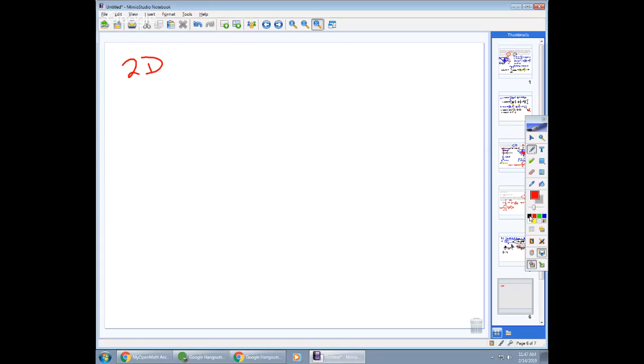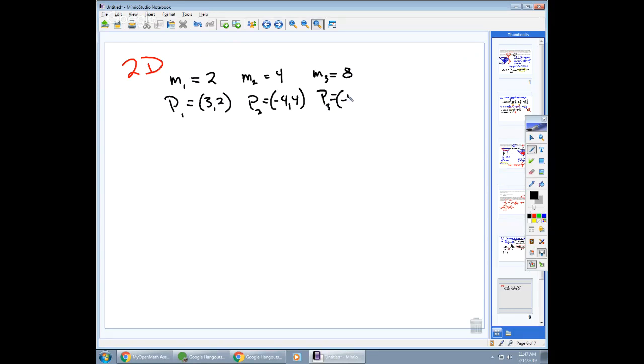2D moments. All right, so let's say I have mass number 1 of 2 kilograms, and it's at point 1, which is (3, 2). I have mass number 2, and I'm going to double the weight to 4, and it's going to be at point 2, which is (-4, 4). And we have mass number 3. I'm going to double the weight again, make that 8. It's going to be at point 3, which I'm going to call (-5, -2).